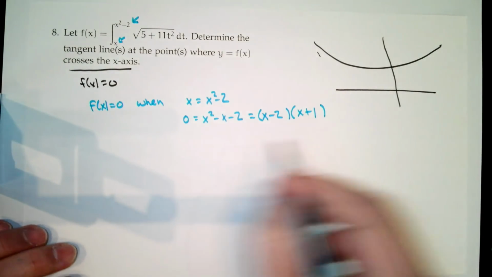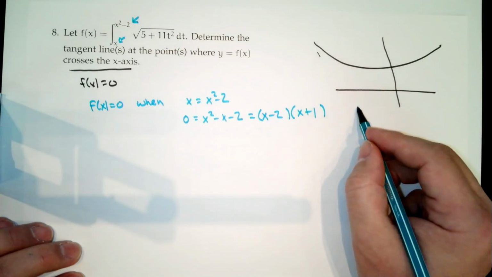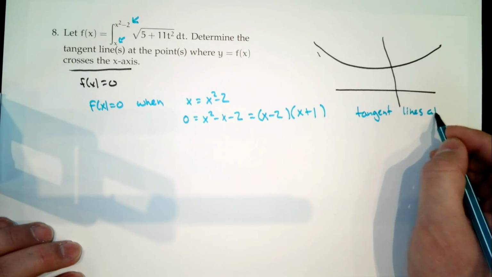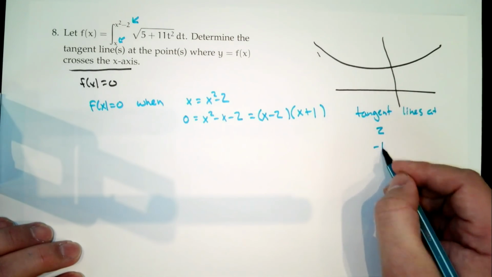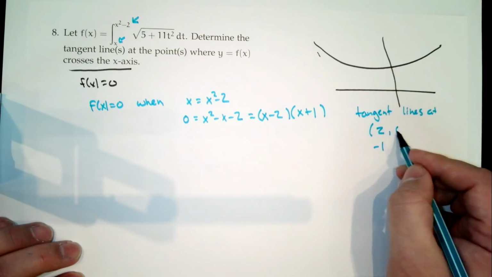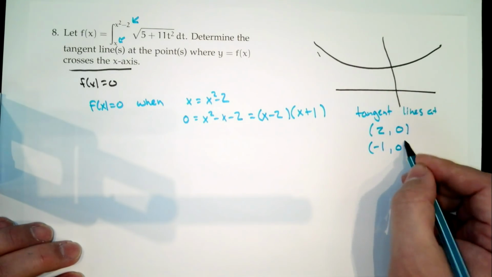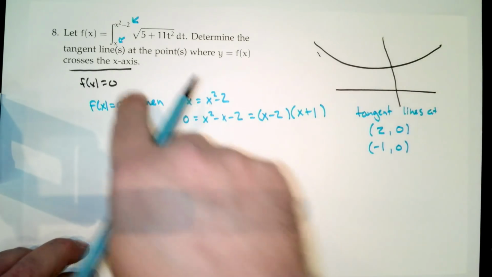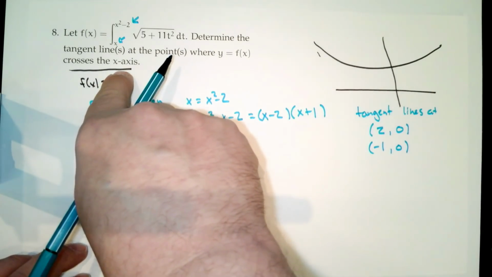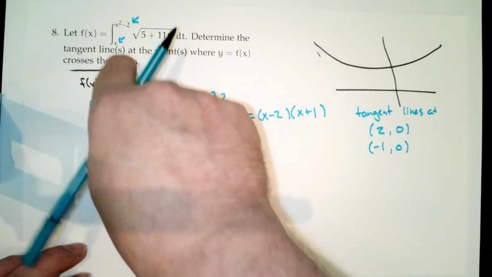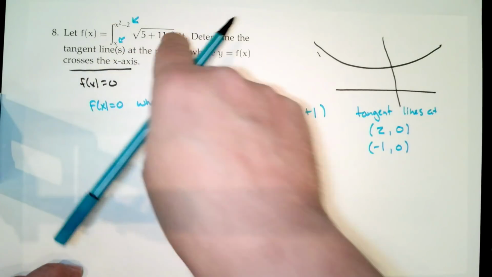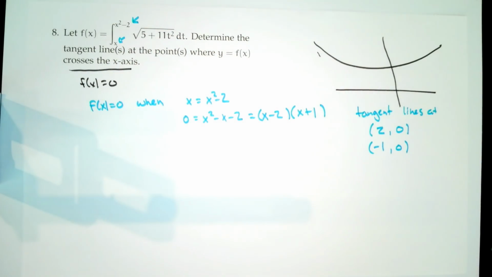Okay, so now I have this idea. I'm looking for the tangent lines at the following points, 2 and negative 1. But in fact, I can say it's (2, 0) and (negative 1, 0). How do I know that these are zeros? Because I'm on the x-axis. The other thing is if I plug these in, they're set up so that the integral from negative 1 to negative 1 will be 0, and the integral from 2 to 2 will be 0. Okay, so now I have my points.